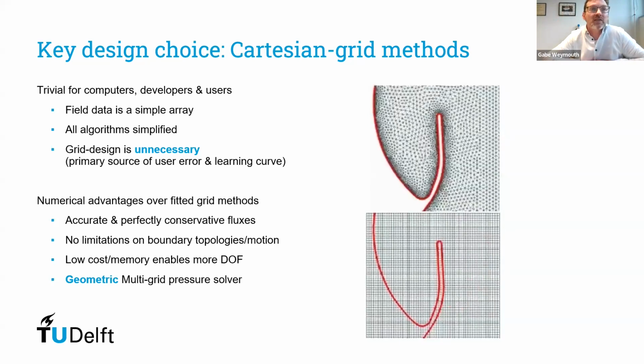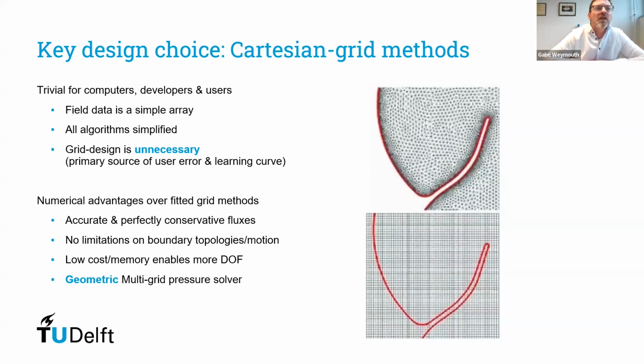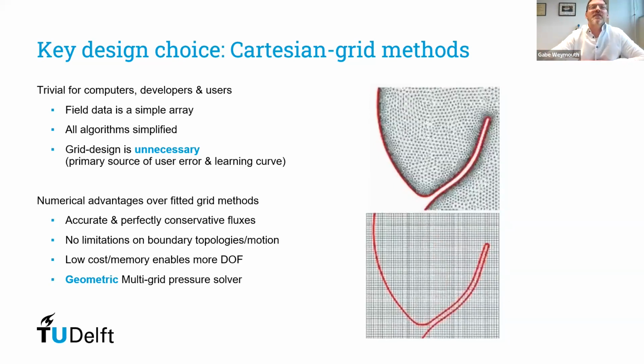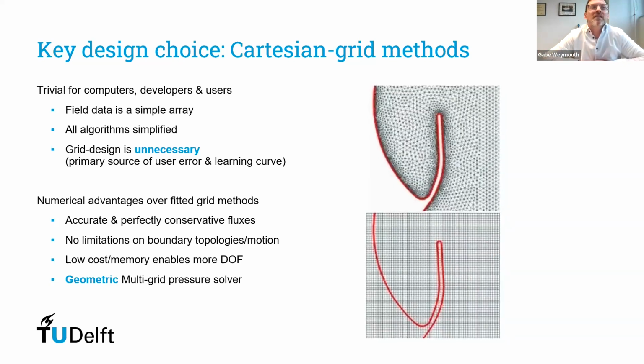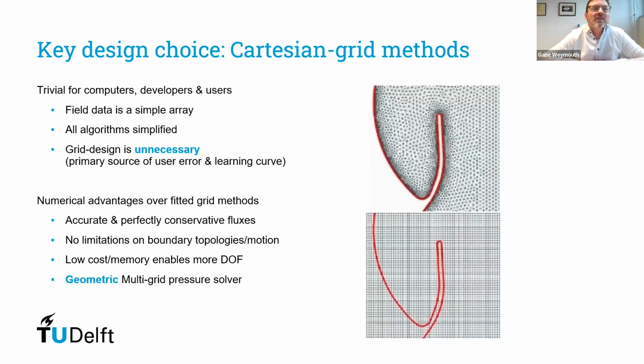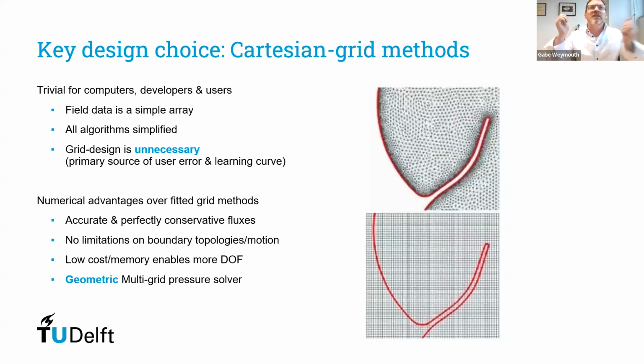Talking about the numerical advantages and the algorithms a little bit more. First of all, I really think that Cartesian grid methods can be more accurate than fitted grid methods. They definitely are more accurate in some cases. So we're guaranteed to have accurate and perfectly conservative fluxes because our geometry is trivial. There's no limitations on the boundary topologies that we have to worry about. I don't have to worry about cells intersecting or becoming improperly skewed. None of that ever happens.